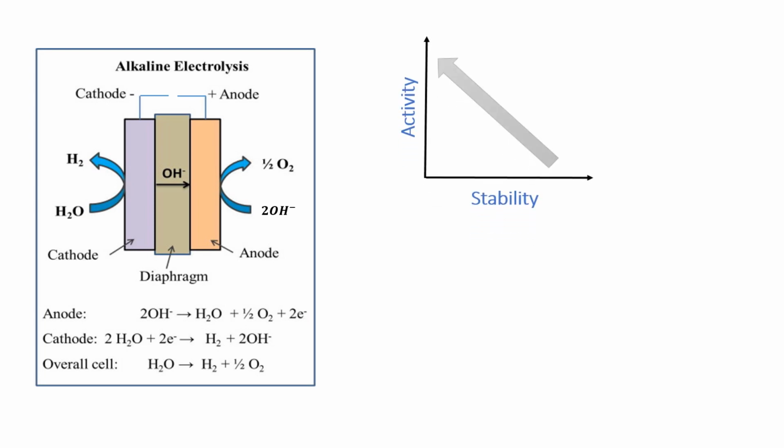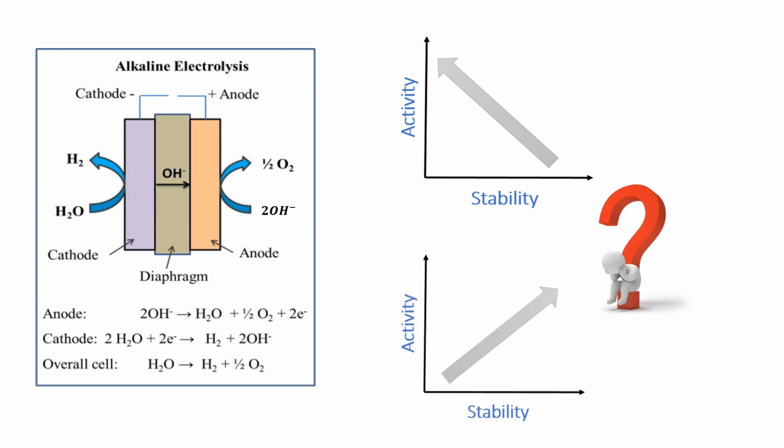So here we have activity, how good the catalyst is, as a function of stability of the anode catalyst. As we increase the activity, the stability decreases. So the real problem is: how can we increase the activity and the stability at the same time? This is the key challenge.